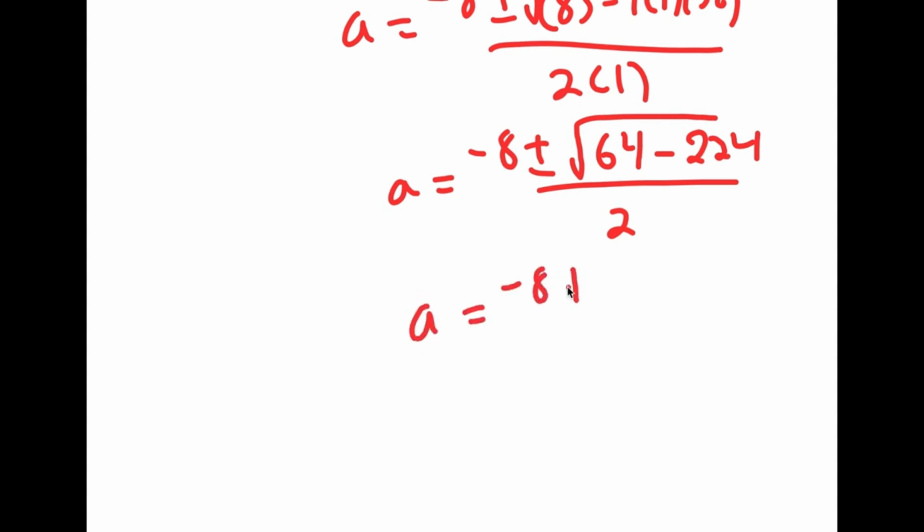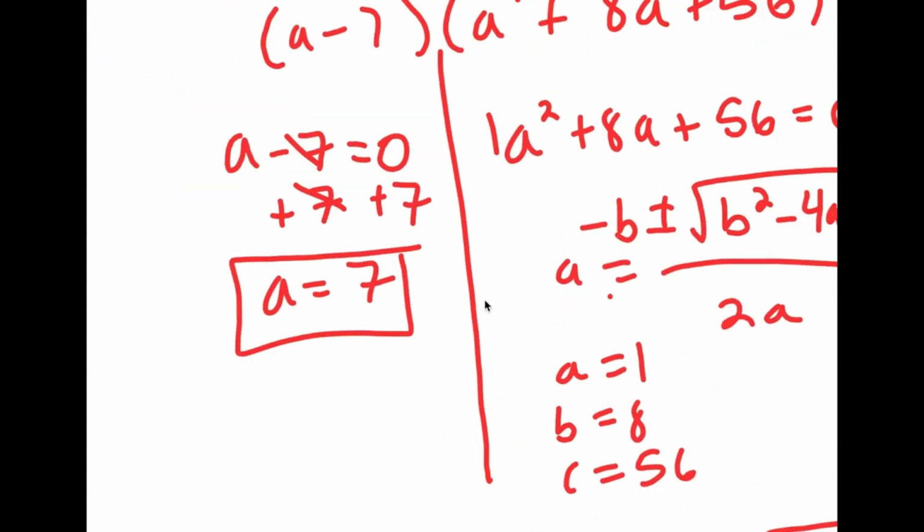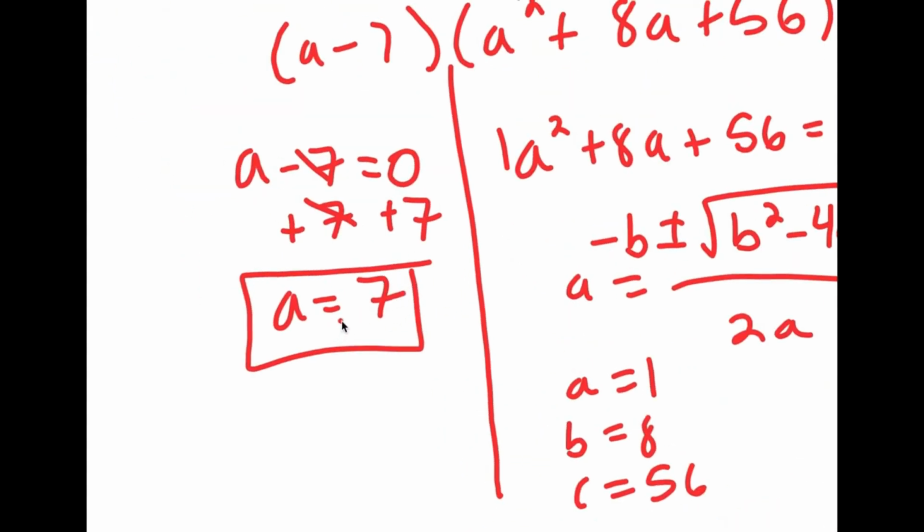And this turns to negative 8 plus or minus the square root of negative 160. And notice how it is the square root of a negative number, so this will not work. So our only solution is a equals 7.